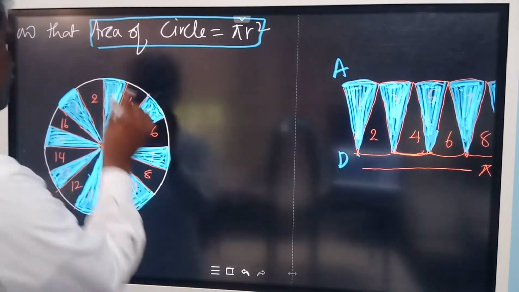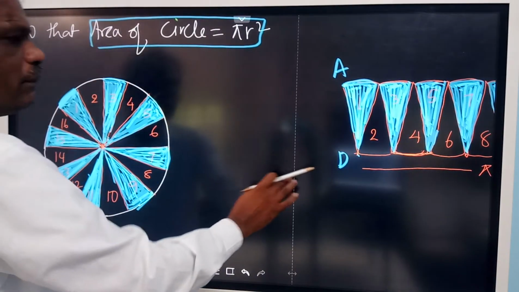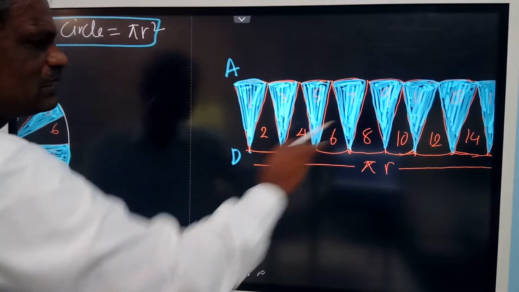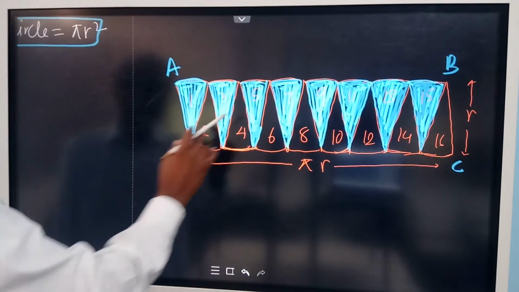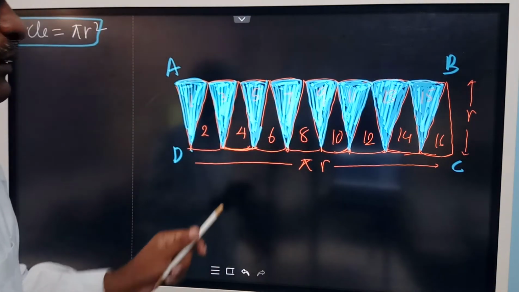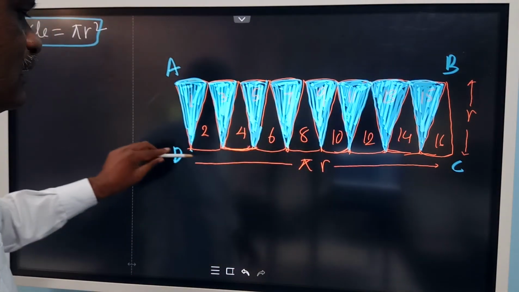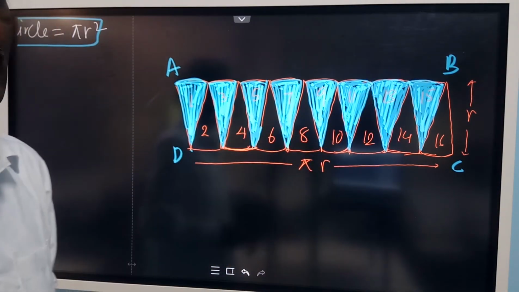So that means 50% of this circle is in the upper part and the remaining 50% is on the downside. Out of 16 parts, 8 parts are on the upper side and another 8 parts on the downside.